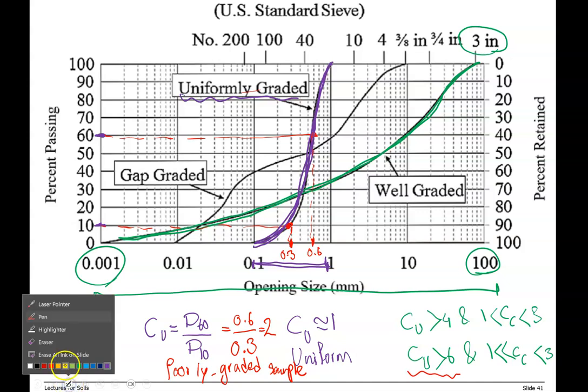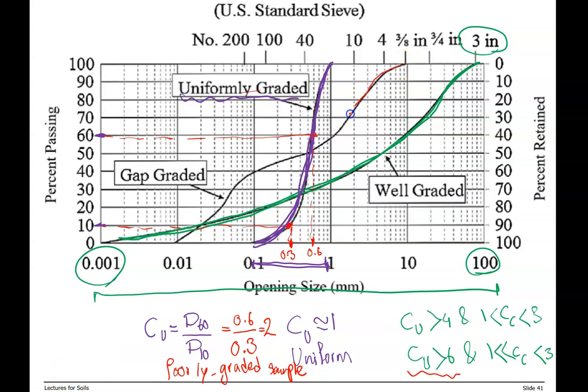The third example that you see in this slide is this curve, which is not as smooth in this area. And this is because the amount of intermediate particle size is lower compared to coarse and fine particles. This one is referred to as a gap graded sample, where we are missing some intermediate particles. The amount of intermediate particles is lower compared to coarse and fine particles.